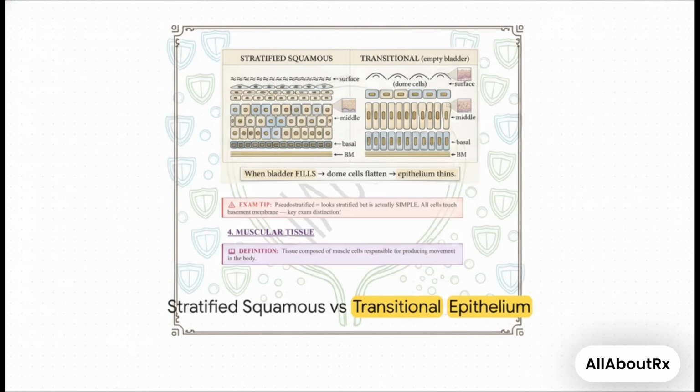But think about transitional epithelium for a second. This specialized tissue lines organs that need to stretch, like your urinary bladder. When the bladder is totally empty, the top cells look round and dome-shaped. But the amazing part? When the bladder fills up, those dome cells literally flatten out to accommodate the extra volume. It's a perfect example of form following function.